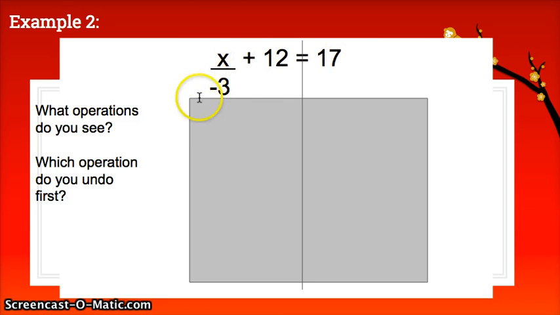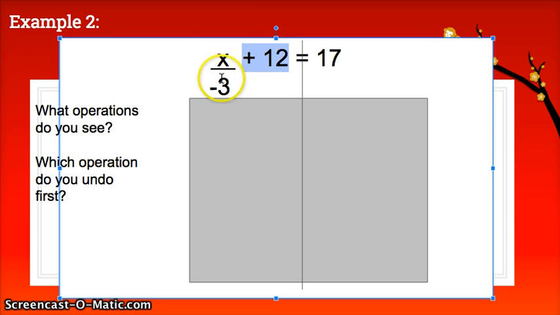So here I have division, and then I have addition. So I divided by 3, and then I'm adding 12. So between division and addition, which operation do you undo first? Remember, you always undo addition or subtraction first. So in this case, I'm going to undo the adding by 12 first. That will be my first step.